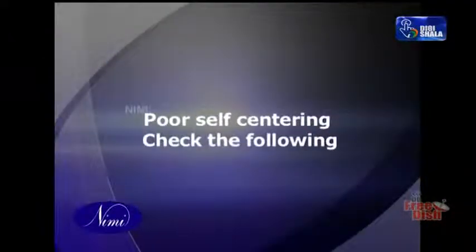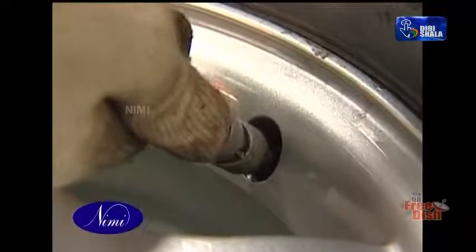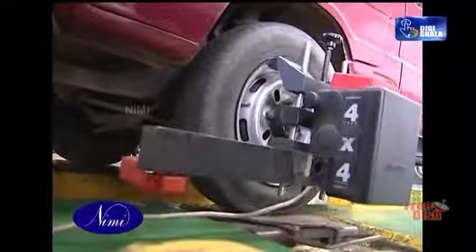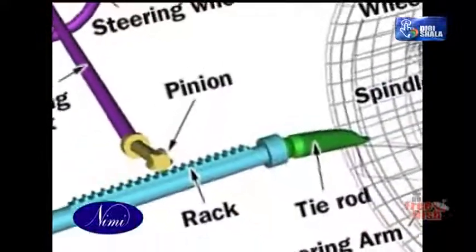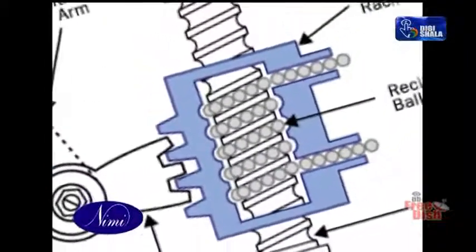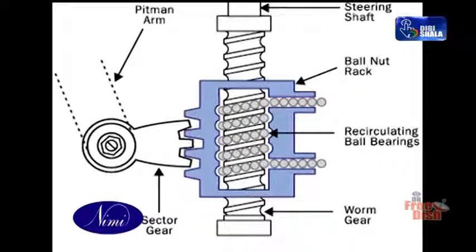Poor self-centering: check the following. Steering linkages: lubricate if found unlubricated. Tire pressure: inflate if not inflated at correct pressure. Wheel alignment: align if not aligned. Steering inner column preload: adjust if found excessive. Adjustment between steering gear and worm: adjust if not adjusted properly.